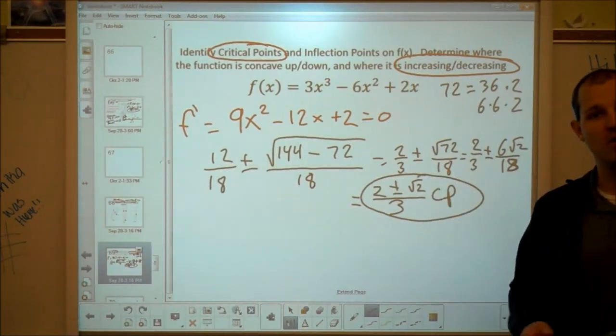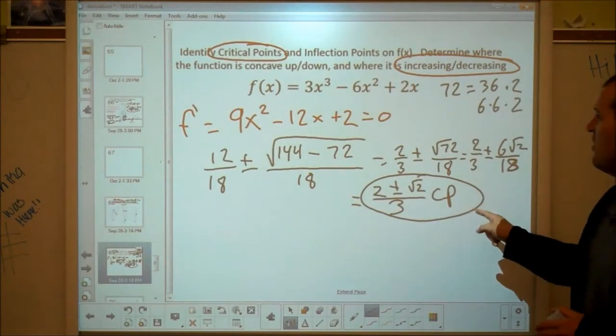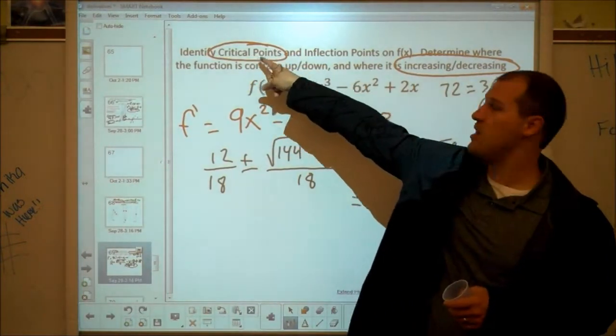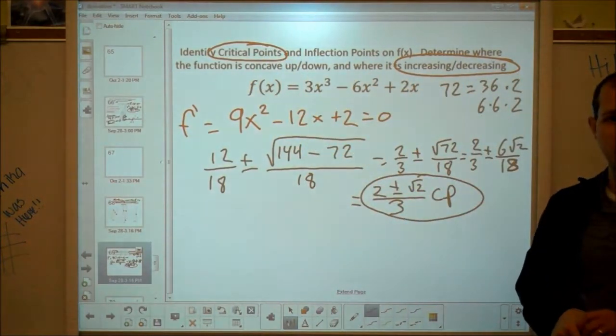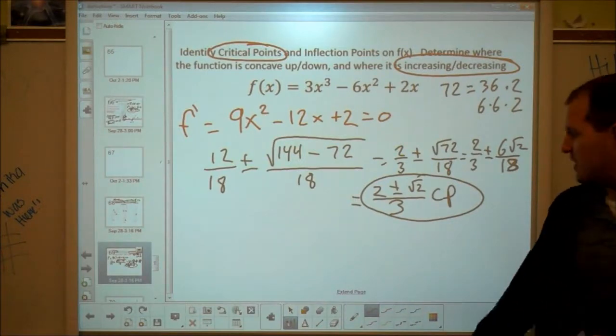Okay, we were asked for 4 things, one of them was critical points. That's down. Critical points are needed to find intervals of increase and decrease. So let's use our first derivative test and do that.